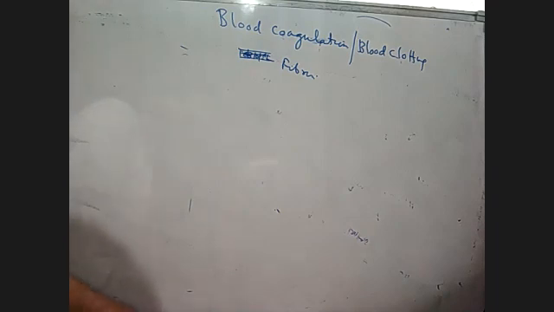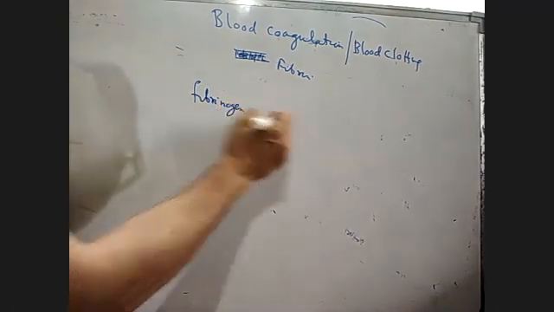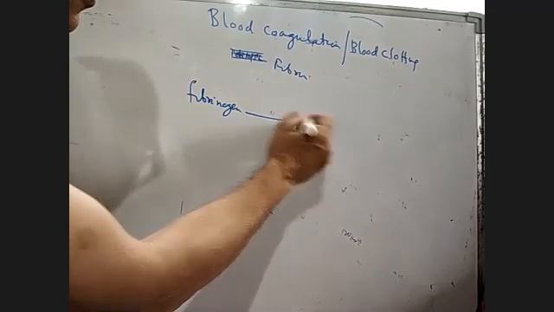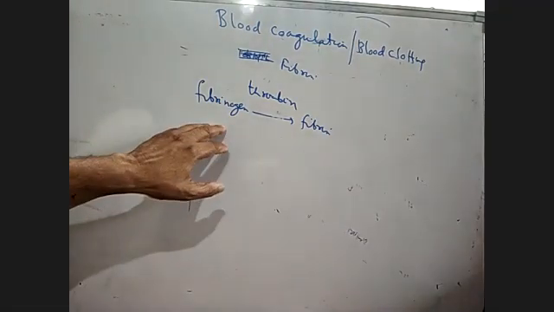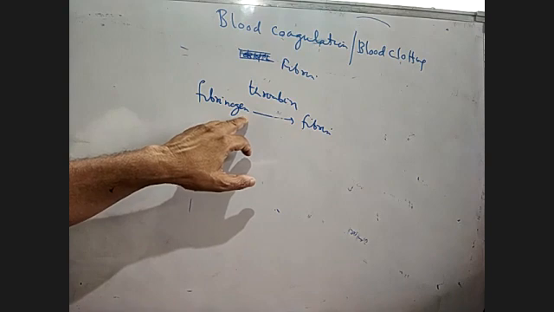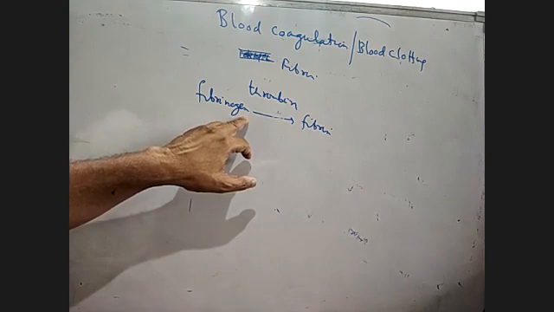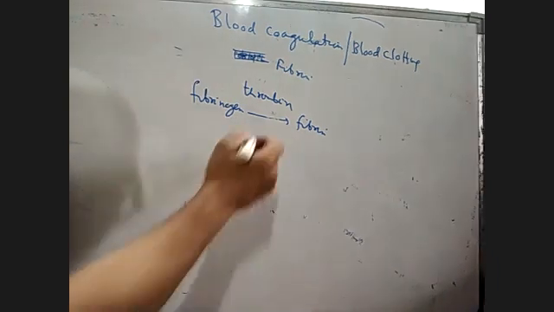Fibrinogen is converted into fibrin by the help of the enzyme thrombin, and thrombin is formed from prothrombin. Calcium ions are also required.